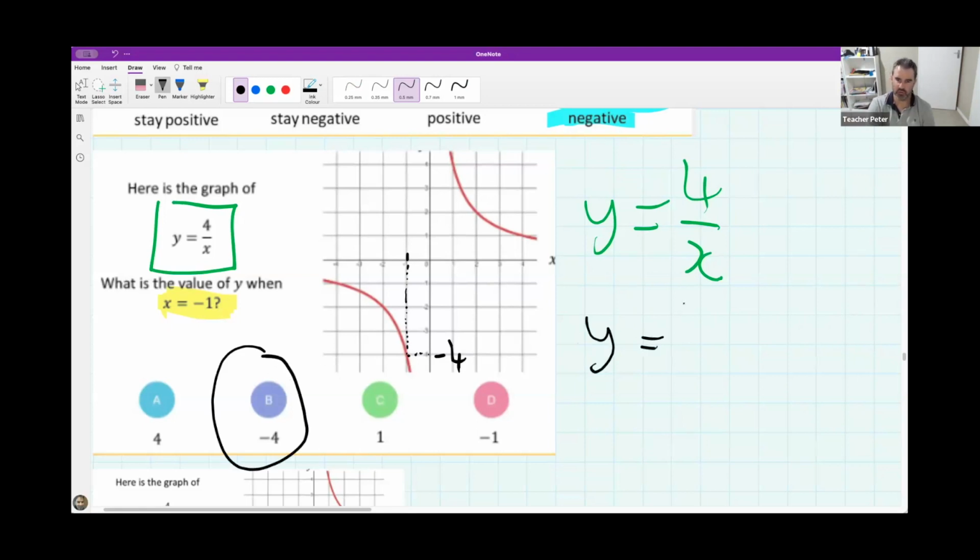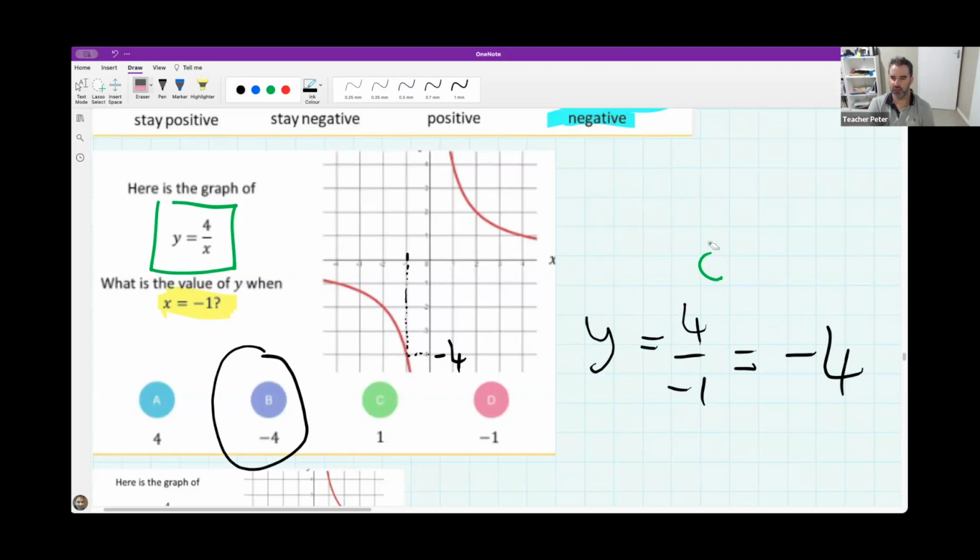But I can also use algebra to put the x in, and I also get -4. So that makes me rather happy. So the answer is B.